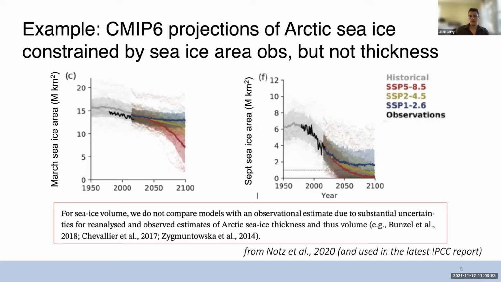So, here's an example of where we're at. This is a figure of March on the left and September on the right sea ice area. The black or the dark gray is showing historical simulations from CMIP-6, and then the colors are showing different projections using different emission scenarios. These are figures actually from this SIMIP community paper led by Dirk Notz, but he was also the lead author for the cryosphere sections of the IPCC report and included these figures in a similar fashion there.